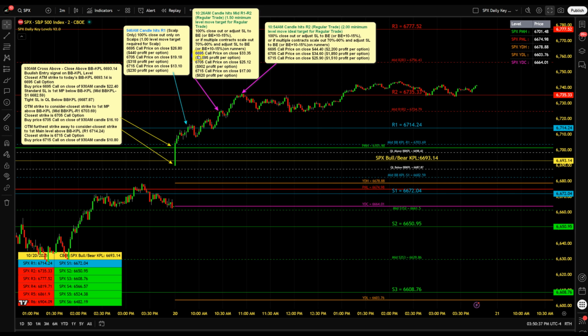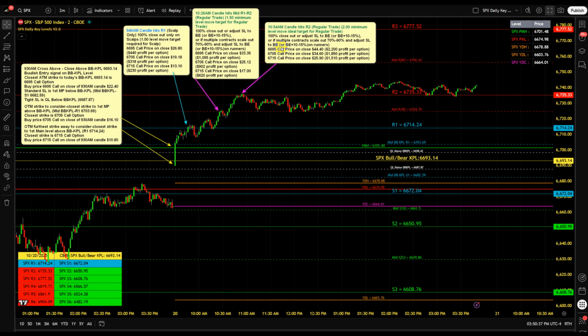So the 66.95 call price on the close of this candle here is 33.35. So at this point we have $1,095 profit per option on the at the monies. The slightly out of the money 67.05 call is 25.12 on the candle close. That's a $902 profit per option. The furthest out of the money, the 67.15, the price on candle close is $17, which is now a $620 profit per option.